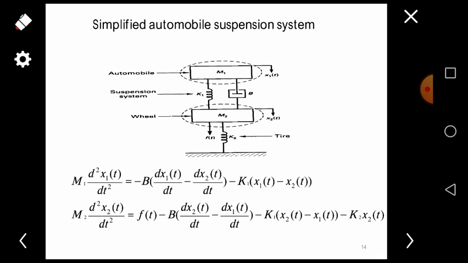Now we are writing the equation for mass 1. So first we have to calculate the displacement value of mass 1 first. So k1 into x1 of t minus x2 of t.